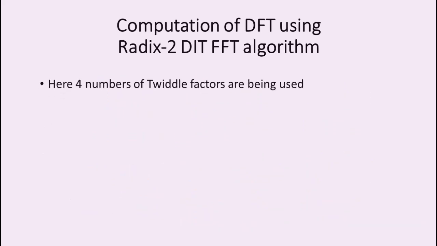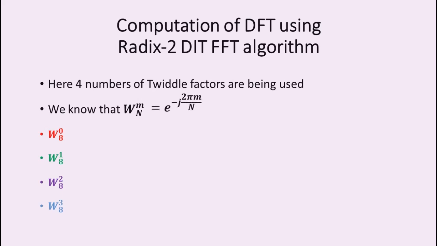Here 4 twiddle factors are being used: W8 to the power 0, W8 to the power 1, W8 to the power 2, W8 to the power 3. We know that W_N to the power m is equal to e to the power minus j 2 pi m by N, and that's equal to cos(2 pi m by N) minus j sin(2 pi m by N).